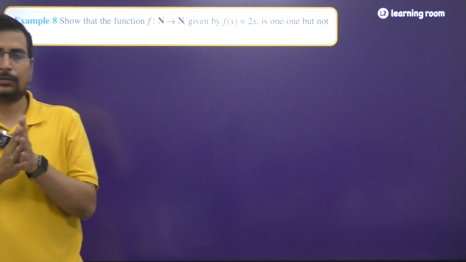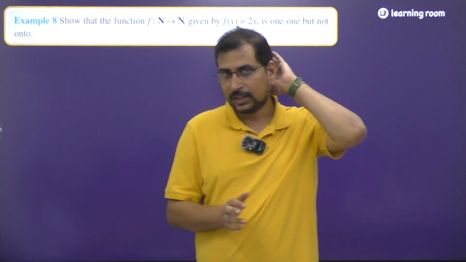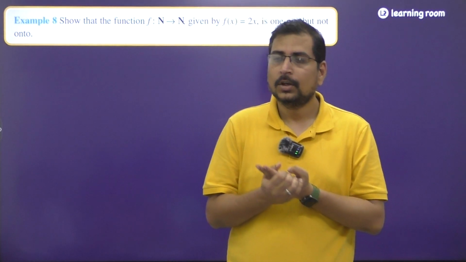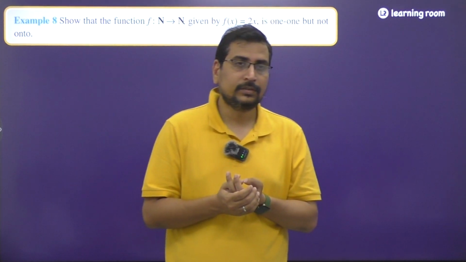So what were the three types of functions that we saw? One is called a 1-1 function, which is also called injective. The second one is onto function, which is also called surjective, and the third one is bijective.